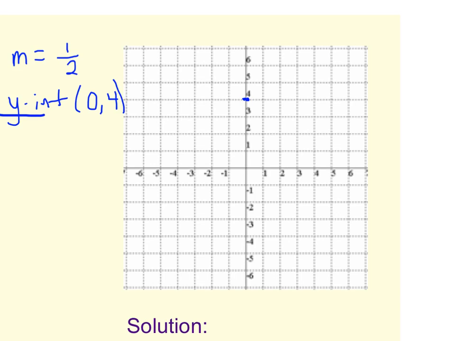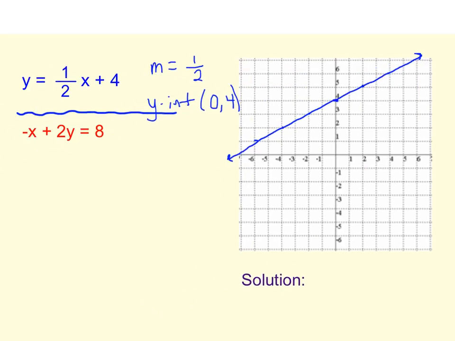And then the slope is 1/2, so up 1 to the right 2, and fill in your entire graph. Go ahead and draw your line as best you can, nice and neat. All right, so there's our first line.